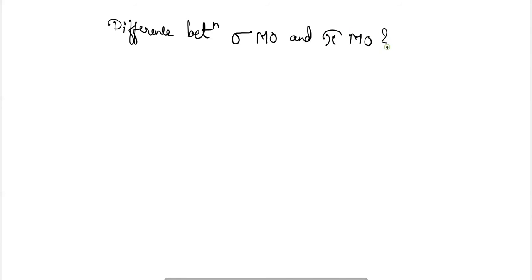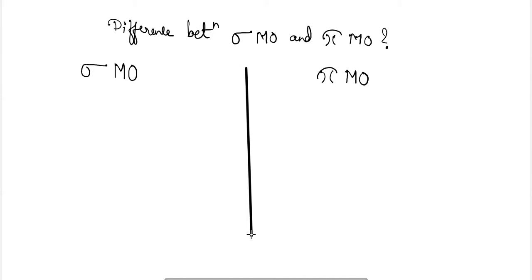Let's continue with the molecular orbital theory, and in that we are going to study today the difference between the sigma molecular orbital and pi molecular orbital. Okay, what is the difference between the sigma molecular orbital and the pi molecular orbital? So this is the sigma molecular orbital and this is the pi molecular orbital here. So how we are going to distinguish these two from each other?